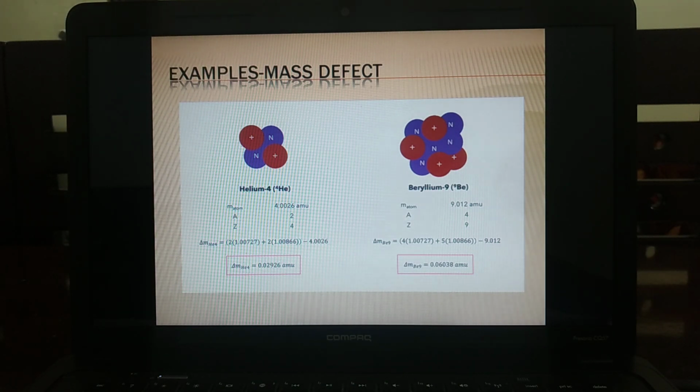To find the mass defect of helium, the atomic number of helium is 2, mass number is 4. Del M equals atomic number of helium into mass of proton, plus mass number minus atomic number, 4 minus 2 is 2, into mass of neutron, that is 1.00866, minus actual atomic mass of helium, 4.0026. So the mass defect value of helium is 0.02926 atomic mass units.